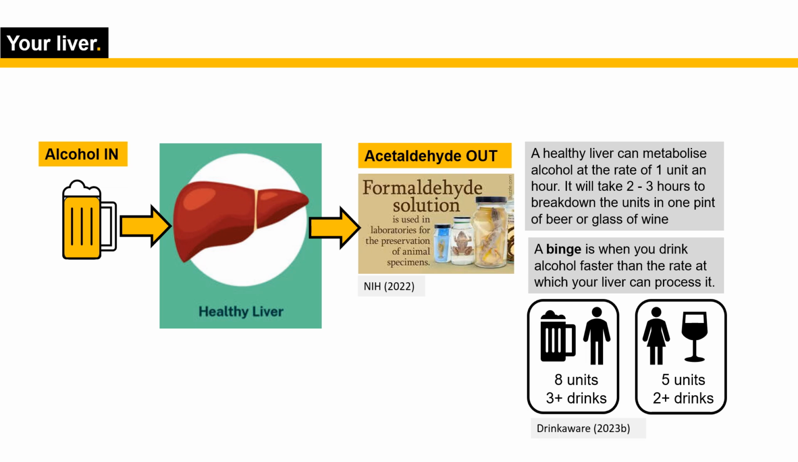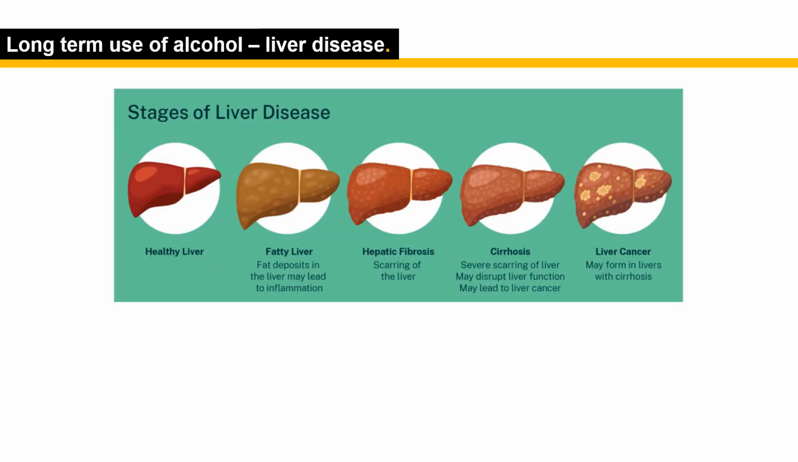Now a binge is when you drink alcohol faster than the rate at which your liver can process it. And technically, for a man, that's anything over 8 units or about 3 drinks in under 2 hours. Or for a woman, it's anything over 5 units or about 2 drinks in under 2 hours. So if you're drinking faster than that, technically this is a binge. And when we're binging, potentially we're going to be creating harm for our livers, particularly if we do this regularly.